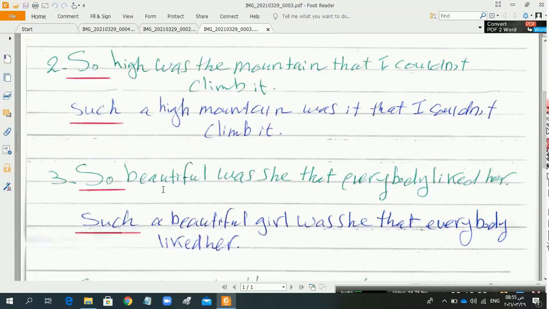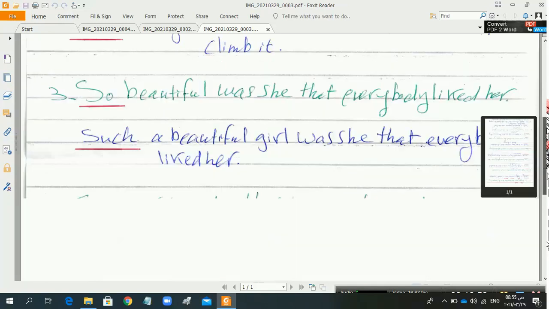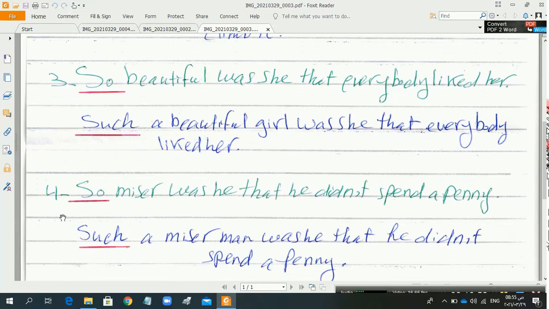Number three. So beautiful was she. Was first, then the subject, that everybody liked her. Such a beautiful girl was she that everybody liked her. Again, I'm going to repeat. "So," plus adjective, then verb. "Such," adjective, noun, then verb.